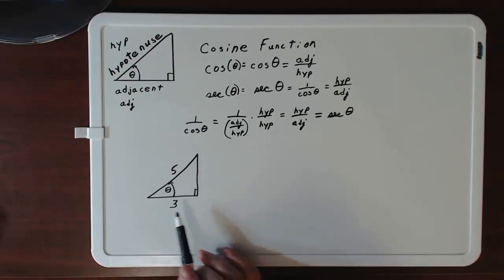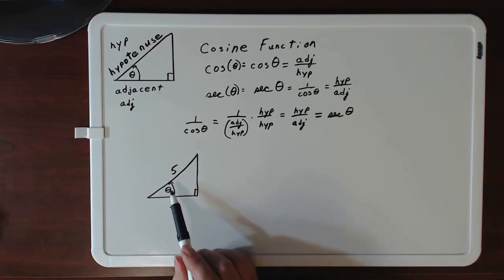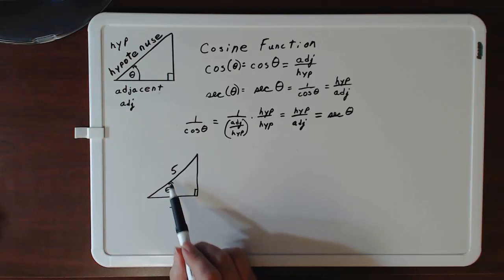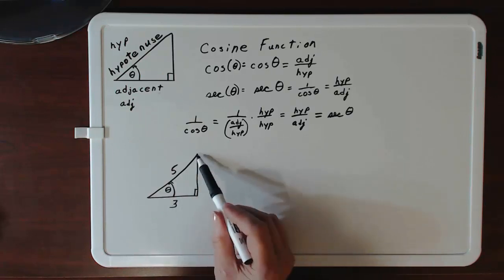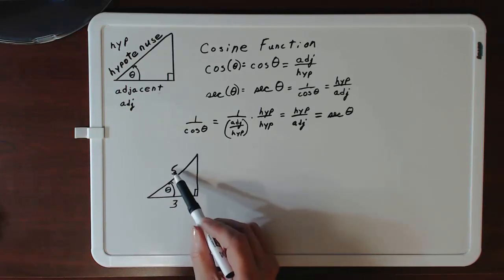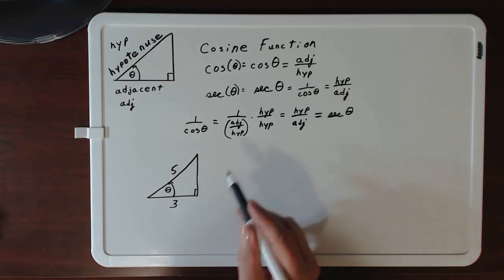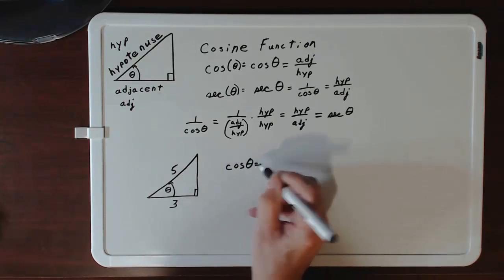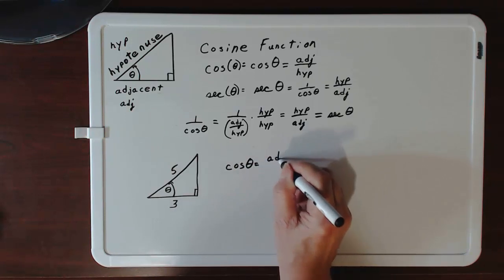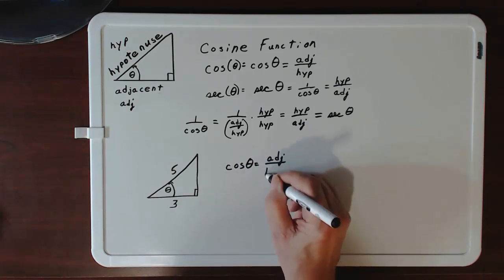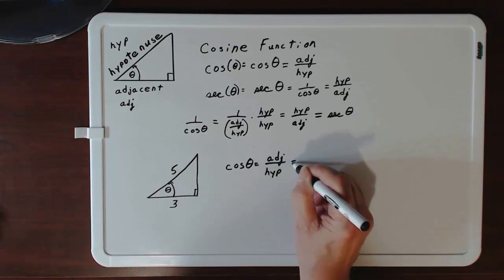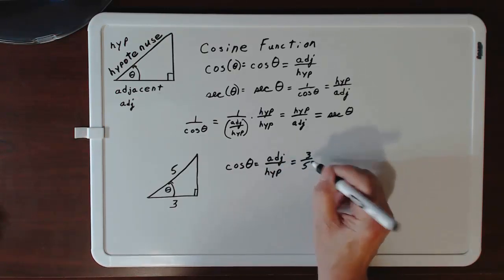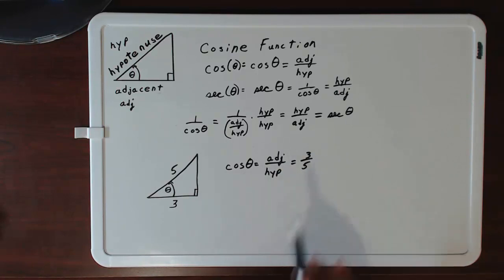Let's look at this right triangle. We see here's theta. This is the adjacent side. It's right next to theta. And here is the hypotenuse, whose length is 5, which is opposite the right angle. So the cosine of theta, which equals the measurement of the adjacent side over the hypotenuse. Now we have numeric values, 3/5. So the cosine of theta is 3/5.